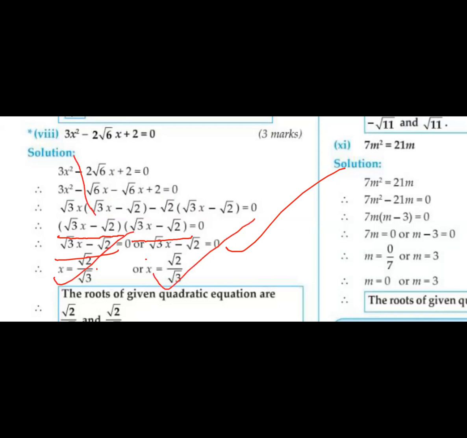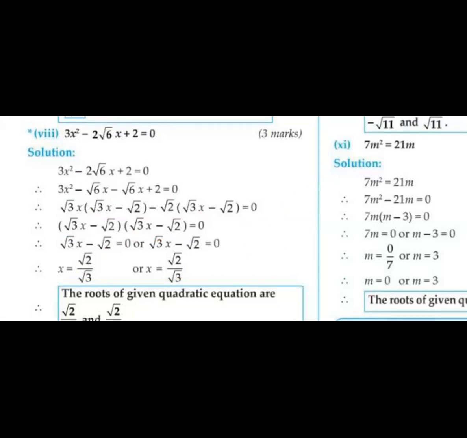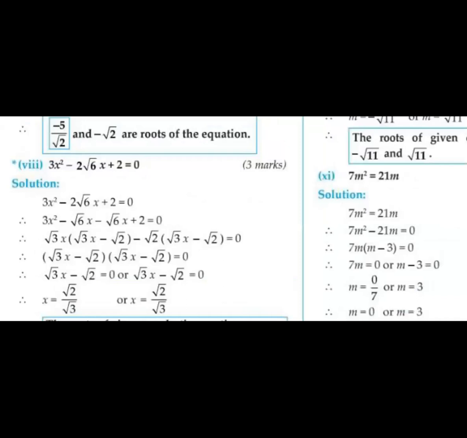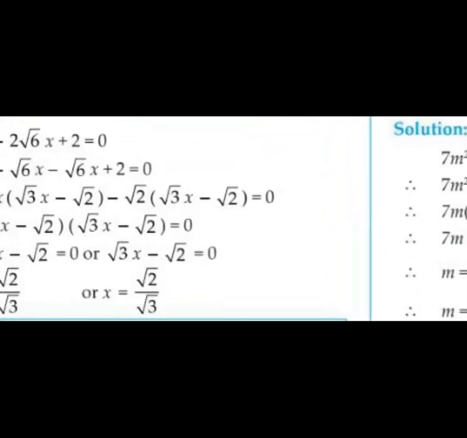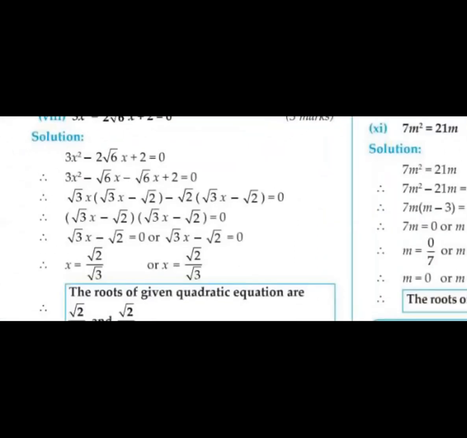Clear? I repeat this question. See, 3x square minus 2 root 6 x plus 2. So what you did: first term multiplied by this last term, so we are getting 6. So split this 2 root 6 into two equal parts, where the product of these two parts is 6, and the addition of these two parts is 2 root 6. We are taking root 6, root 6.